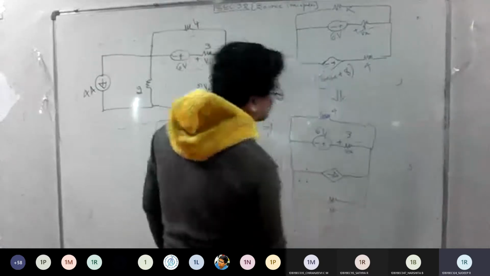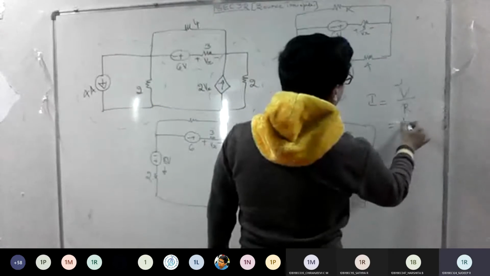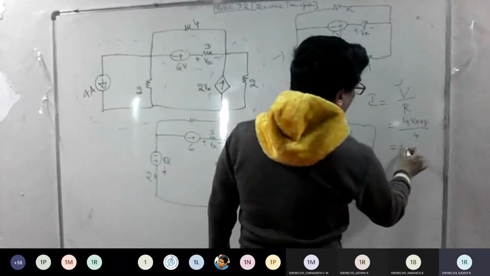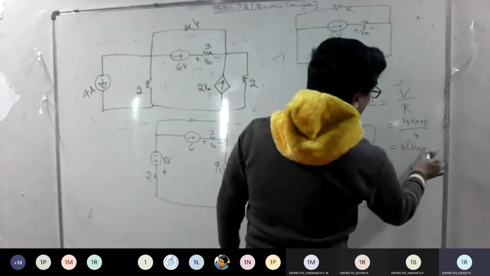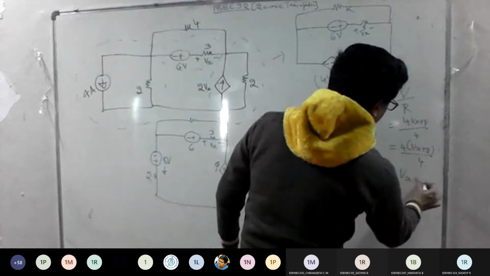What is the value of this current now? I is equal to V by R. So V is 4Vx plus 8, divided by R which is 4. So I can take 4 common. It looks like (Vx plus 2) divided by 4. So can I write the current as Vx plus 2 here?